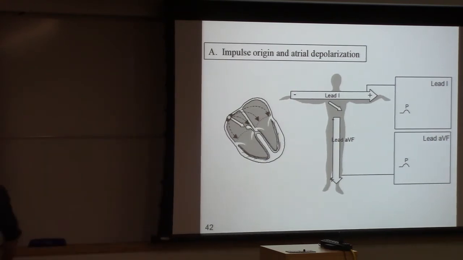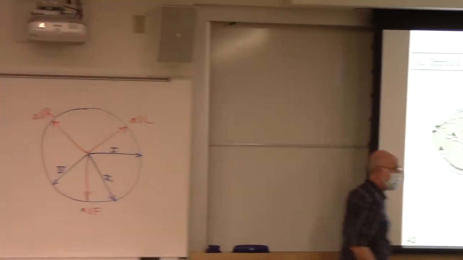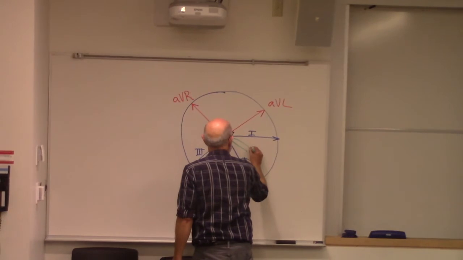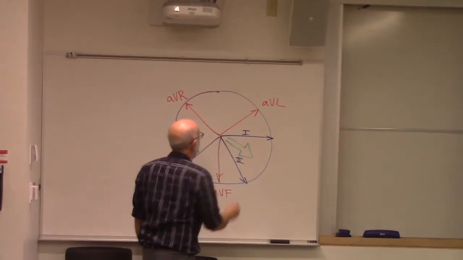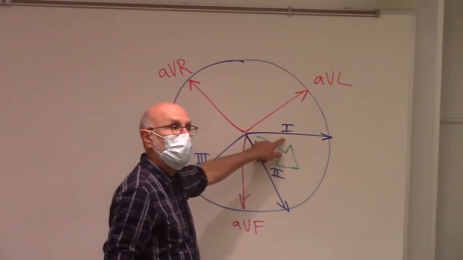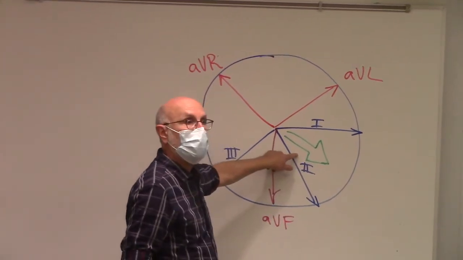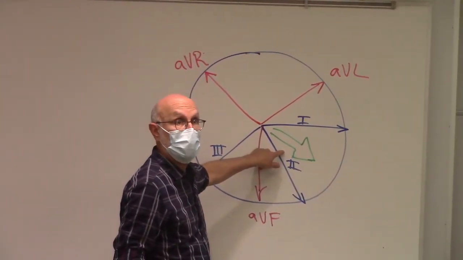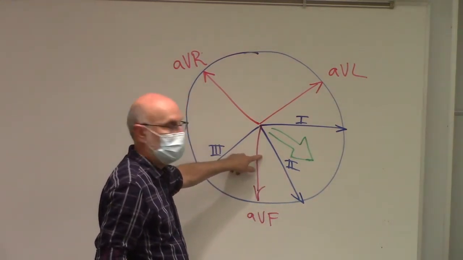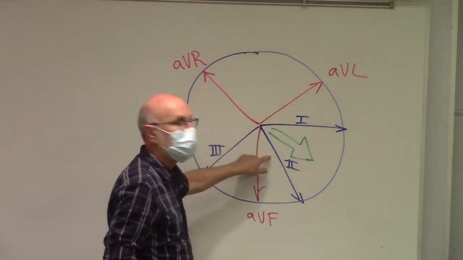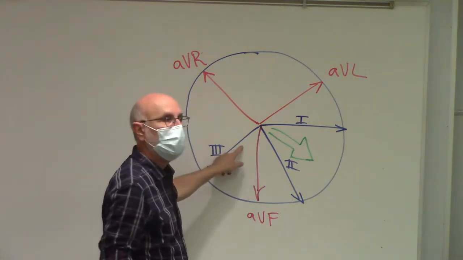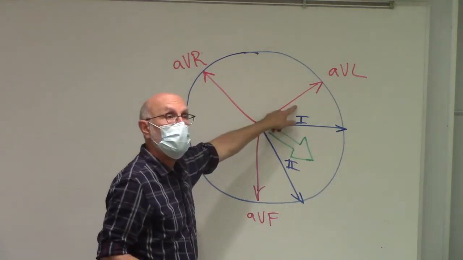So let's go through them. So here is the vector. Let me draw the vector like this. So there's the vector of atrial depolarization. It's partially aligned with lead 1, positive. It's well aligned with lead 2, bigger positive. It's partially aligned with AVF, maybe the same as lead 1, but smaller than lead 2. It's pretty close to perpendicular, maybe a little negative in lead 3, but close to perpendicular, negative.